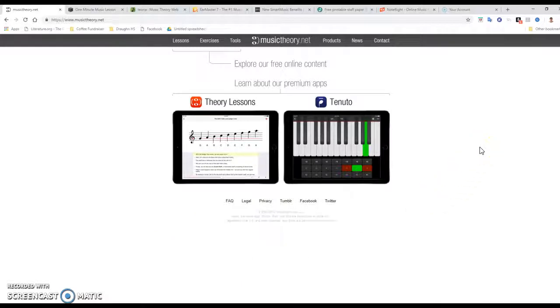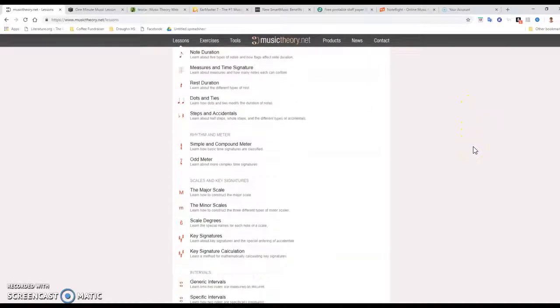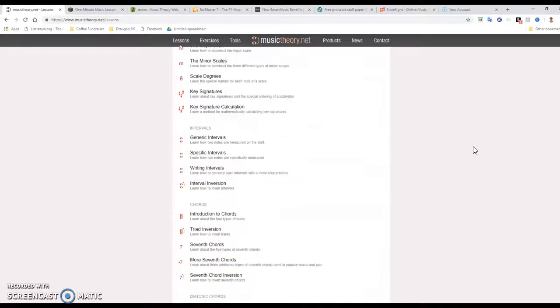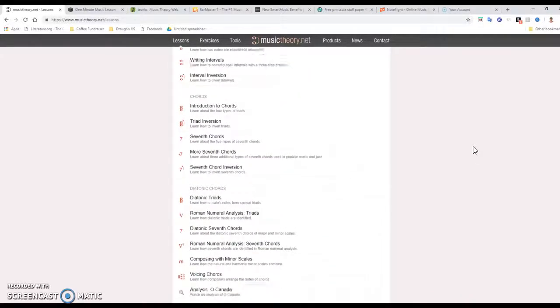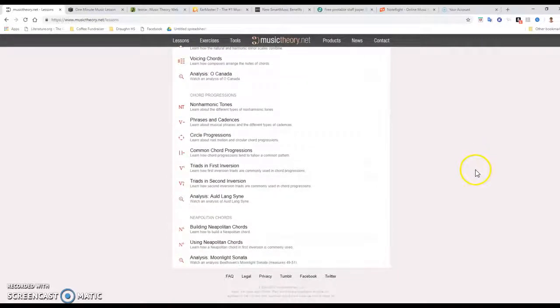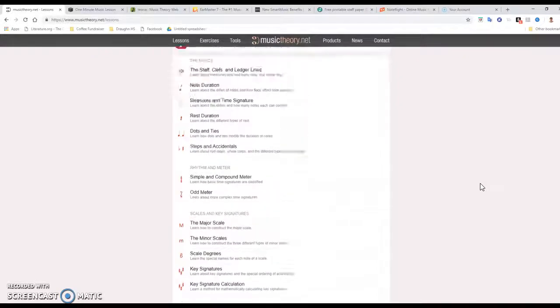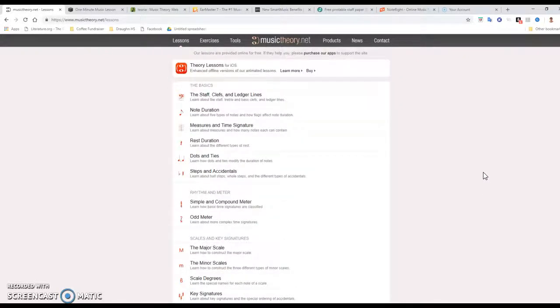musictheory.net. There's plenty of useful resources on this site, and it also has an accompanying app that goes along with it. Under the lessons, it takes you through music theory in a very logical manner, starting with the very basic and moving to more advanced information. This is a great resource for the student to have to go back and review. It's also good to use in the classroom when you're trying to introduce information to your class.